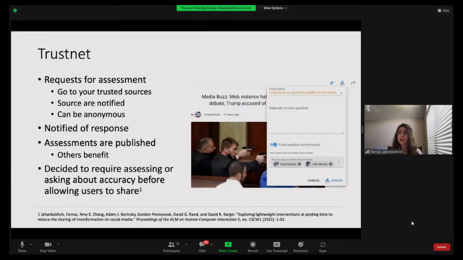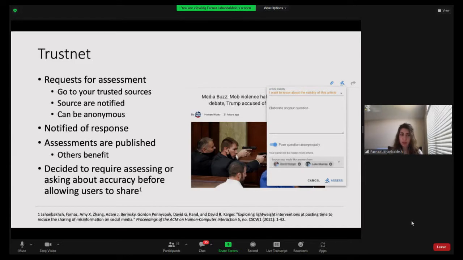Okay, so as I mentioned, users can assess any post as accurate or inaccurate, but they can also ask about the accuracy of posts. They can disclose their name when asking questions, or choose to ask a question anonymously. And by default, these questions about accuracy of posts get surfaced to the user's trusted sources. But the user can also choose to ask for answers from specific people, even those who are not on TrustNet. And the arbiters, or the people who get these requests, receive notifications, and once they provide their assessments, the user is notified of the response.